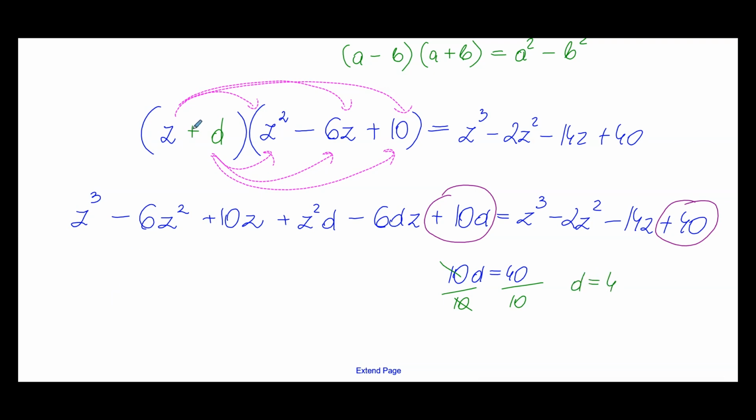So my other factor is z plus 4. That's the factor. If I change the factor into a root, I equal it to 0. In this case, move 4 to the other side, so it's minus 4. So that is my third root.